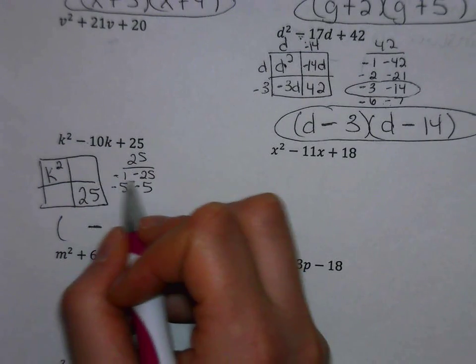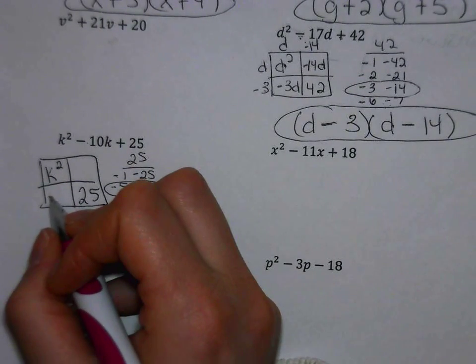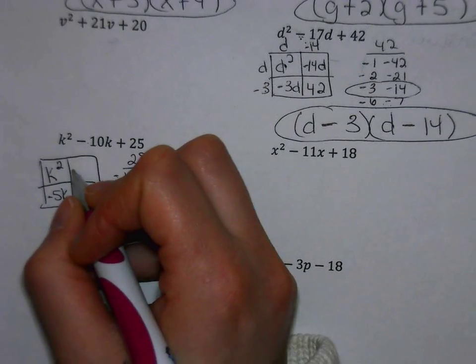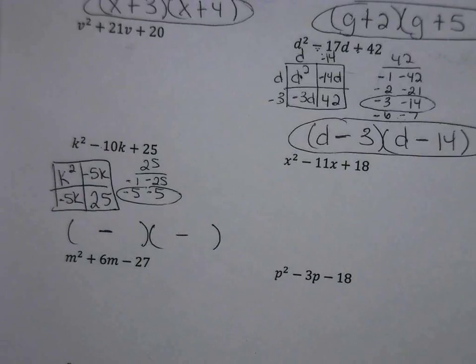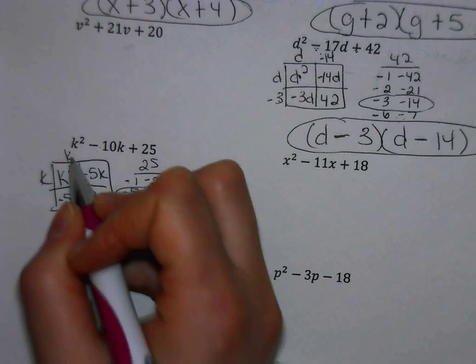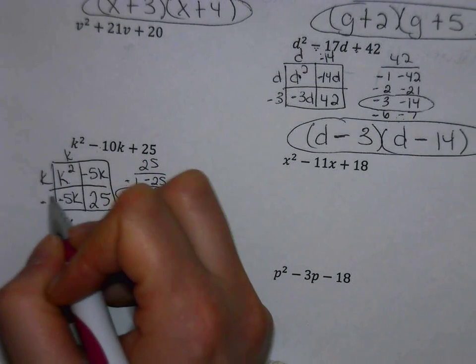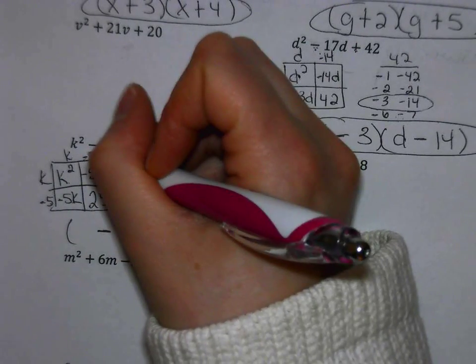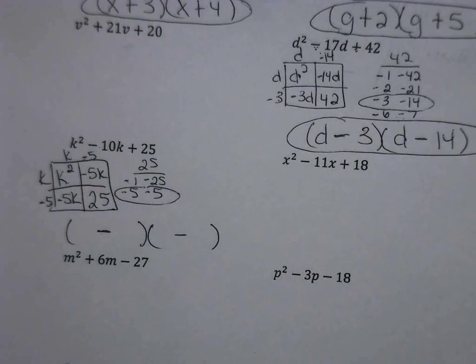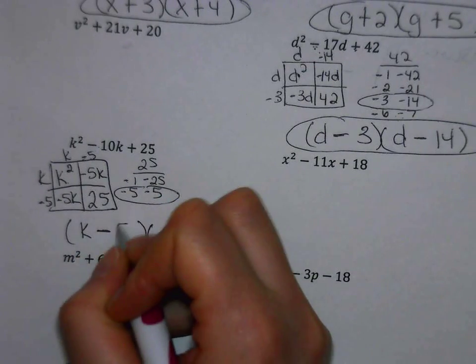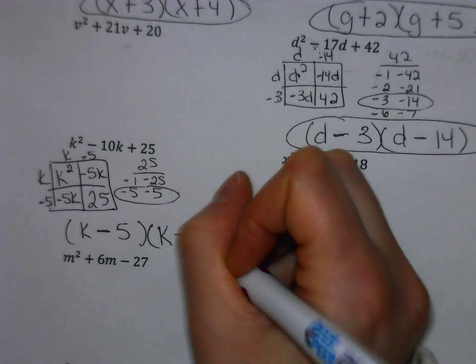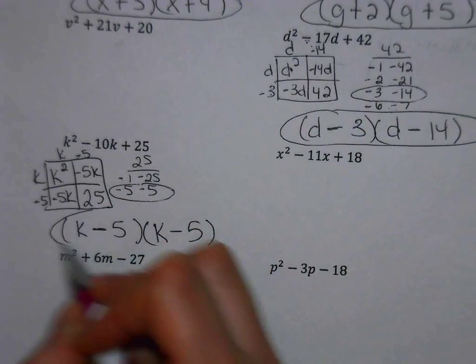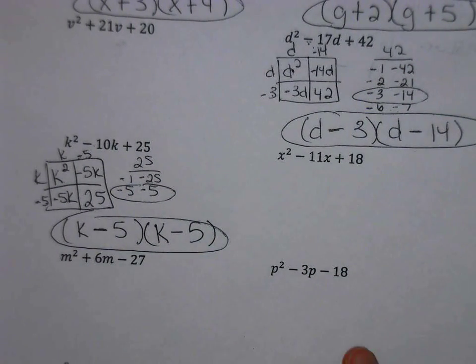So this is a negative 5k, negative 5k. K times k is k squared. Negative 5 times k is negative 5k. Negative 5 times k is also negative 5k. So we have k minus 5 and k minus 5. And there's our answer. Alright, let's take a look at the last couple.